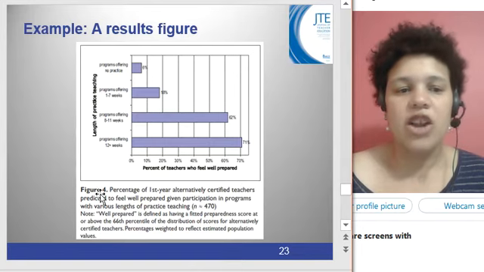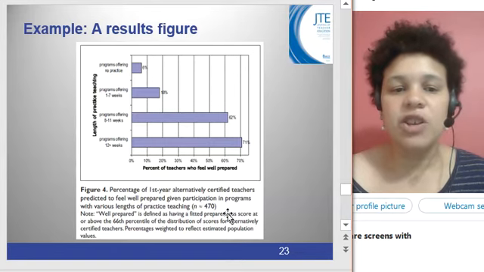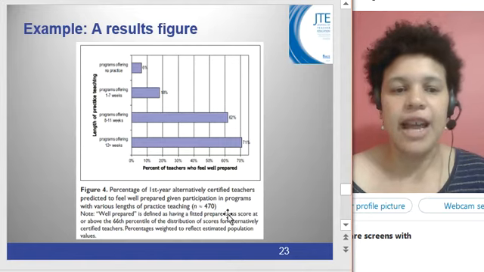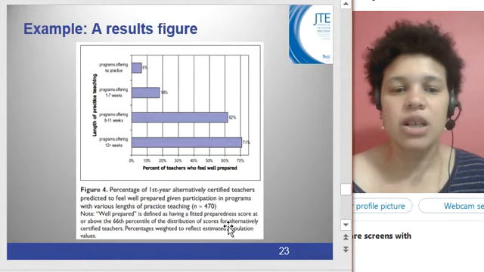Okay, so here's figure 4, and I tried to write a useful title: percentage of first-year alternatively certified teachers predicted to feel well prepared given participation in programs with various lengths of practice teaching. And I use that word predicted just because this is based on a statistical test. All right. So we know these are only first year alternatively certified teachers. Okay. And we're looking at how the percent of them, let's say given a group of 100, how many of those folks would feel well prepared. Okay.